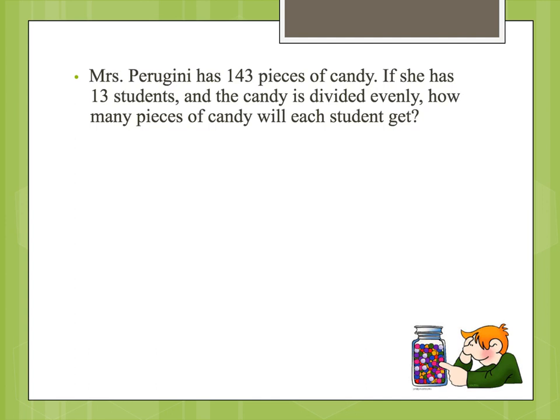All right, here's another example. Mrs. Perugini has 143 pieces of candy. If she has 13 students and the candy is divided evenly, we want to know how many pieces of candy each student will get. Got to underline that key information. In total, there's 143 pieces of candy. Lucky for these 13 students that it gets split up among them. And we want to know how many each student will get. Let's start the division.